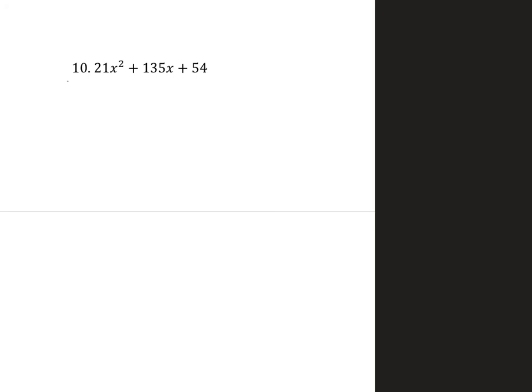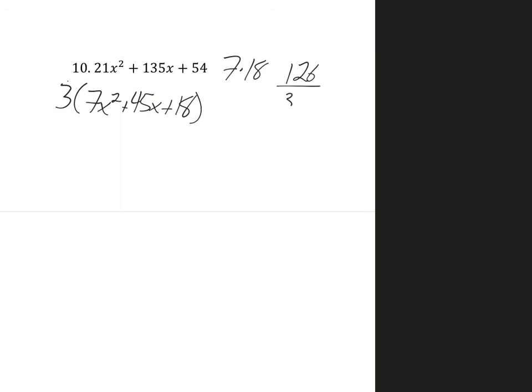So looking at it, my GCF here is 3. So 21 divided by 3 is 7x squared, plus 135 divided by 3 is 45x, plus 18. 7 times 18 is 126. I looked up the factors of 126. It gave me 3 and 42. That would give me 45. So then I have 7x squared plus 3x plus 42x plus 18.